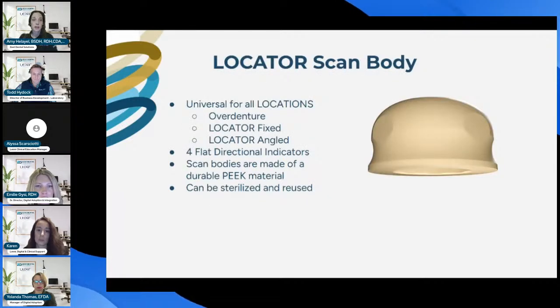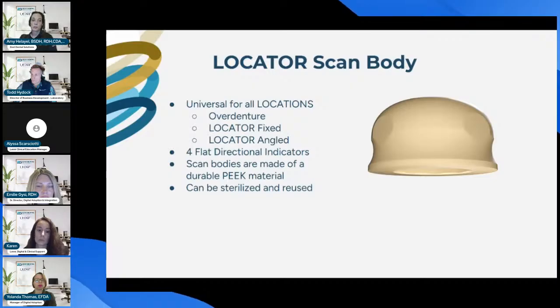So our scan bodies, as I mentioned, are universal. They can go for overdenture, locator fixed, or locator angled. And again, they have those four flat directional indicators just to help your scanner pick up the scan body and align the position of your locator abutment.